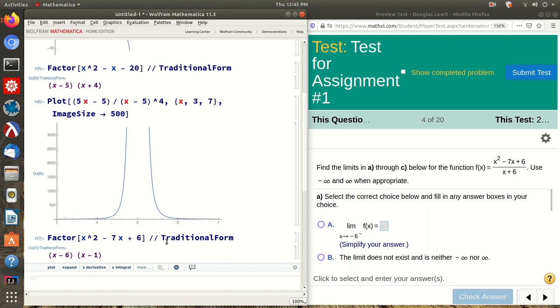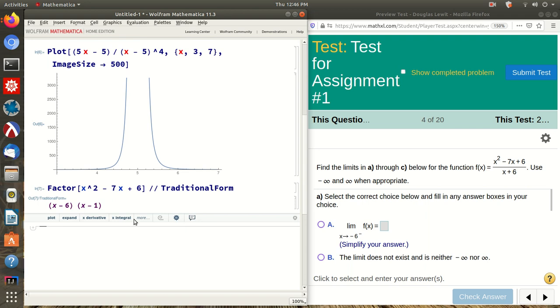x minus 6, oh, x minus 1. So actually x plus 6 is not a factor of x squared minus 7x plus 6. x minus 6 is a factor, but x plus 6 is not a factor. But again, hold on one second. We're looking at what happens when x is close to negative 6.